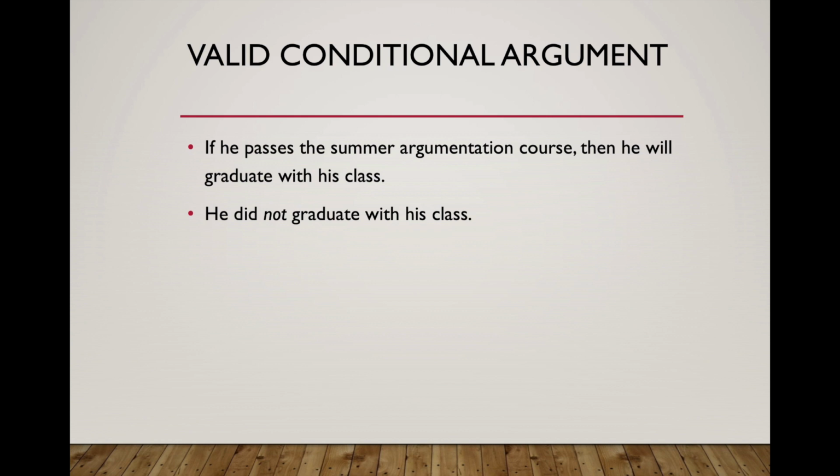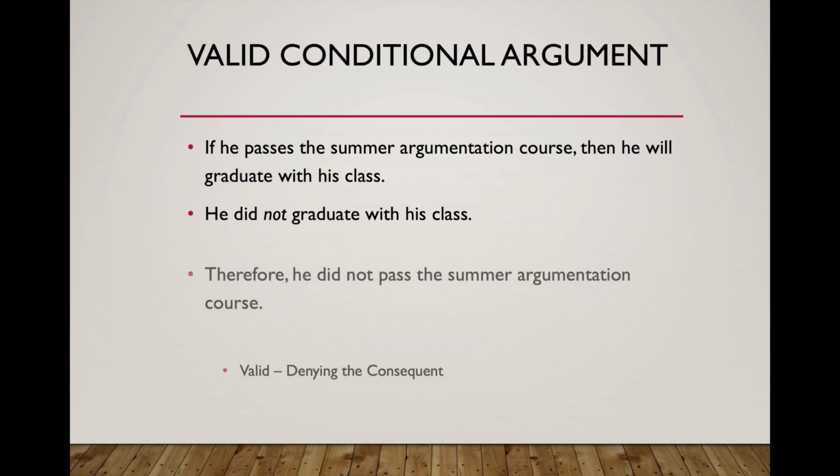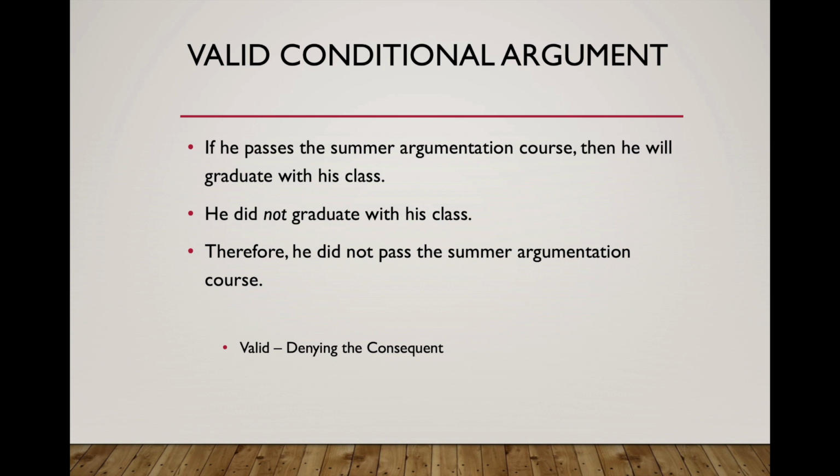Here's the second premise. He did not graduate with his class. Now we notice this refers to the consequent of the conditional statement, and we note that it denies the consequent. So if we know then he did not graduate with his class, we know for certain then that he also did not pass the summer argumentation course. Therefore, he did not pass the summer argumentation course. We can conclude that with certainty. This is a valid conditional argument. Why? Because the second premise denies the consequent, and that's one of the valid forms of a conditional argument.